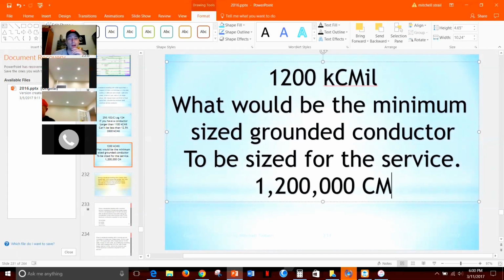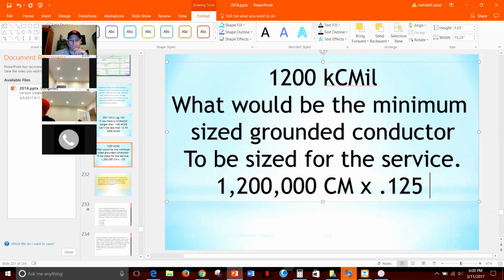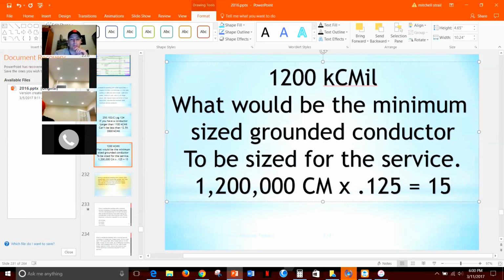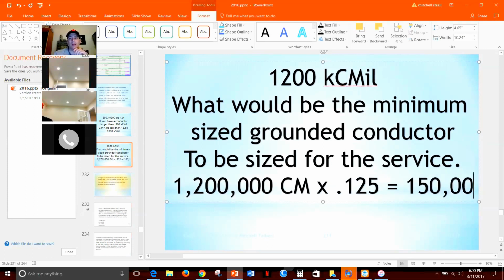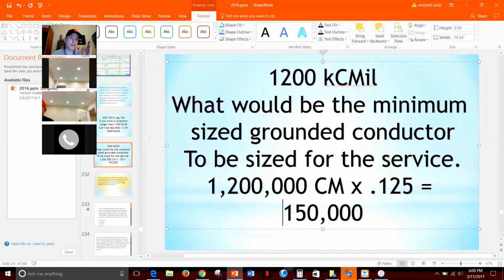Okay. All right, and then what are we going to multiply that against? I guess 12.5%. Yep. So 0.125. Give me 150. 150,000. Yes, sir. All right. Now here's the rub. I can't tell you off the top of my head what size a 150 kcmil conductor is. I know most of the smaller wire sizes, but you get into 3/0 and 4/0, I don't know those.